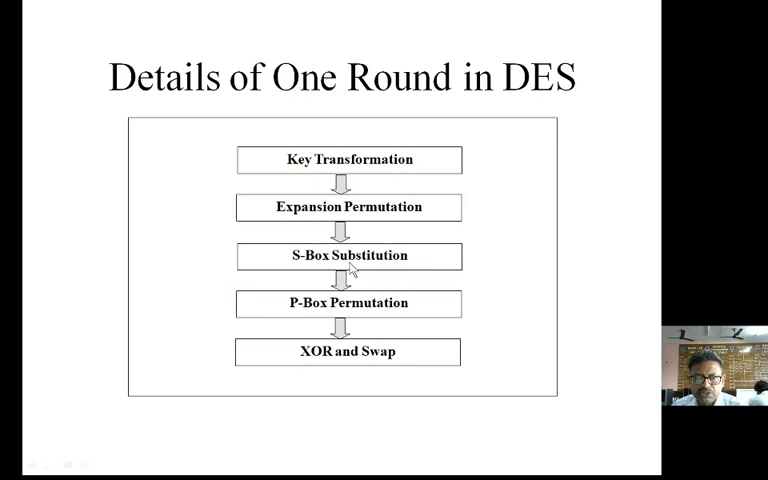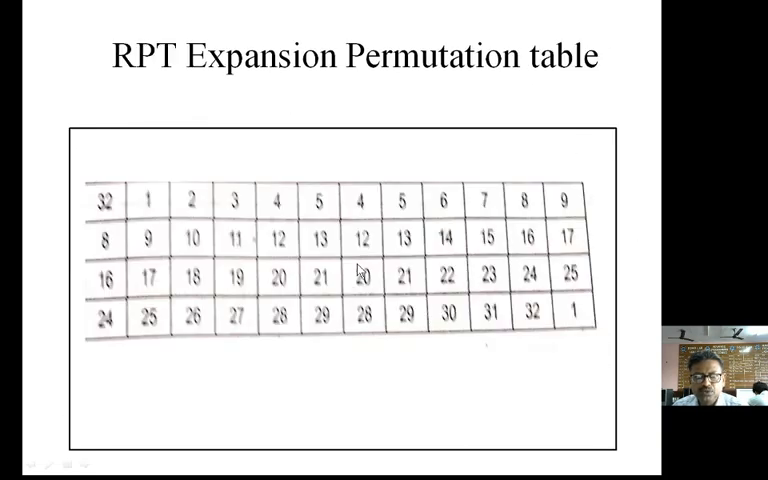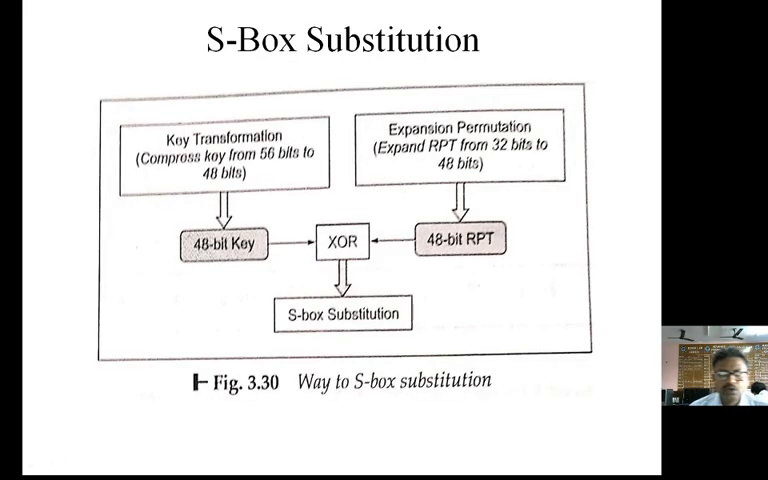So the third process is the S-box substitution. But before going to S-box substitution, we have key transformation, by which we compressed the 56-bit key into a 48-bit key, and we have the expansion permutation process in which we expanded the RPT from 32 bits to 48 bits. So we now have a 48-bit key and a 48-bit RPT. These two values are XORed together, and that becomes the input to the substitution box. The result of the XOR operation will also be 48 bits.